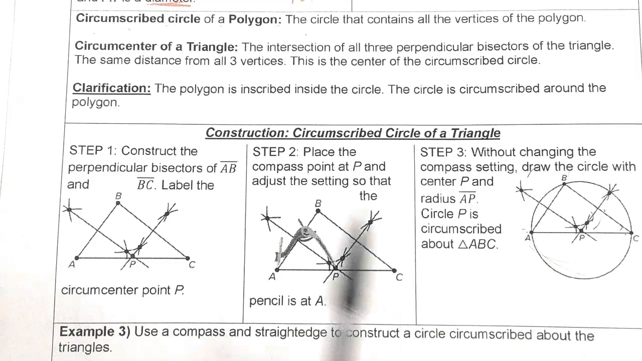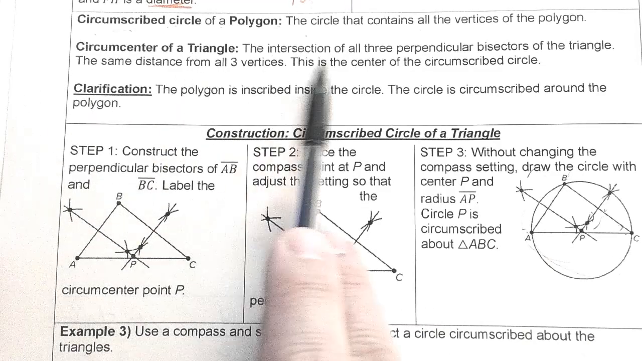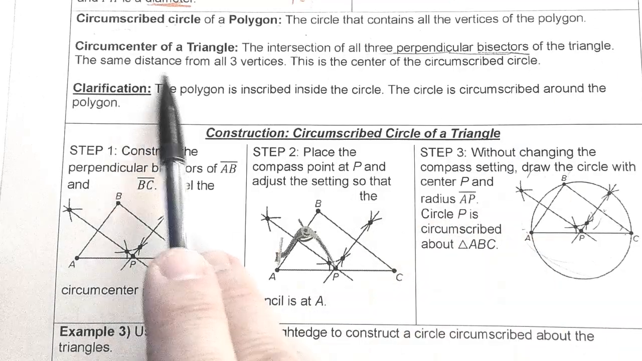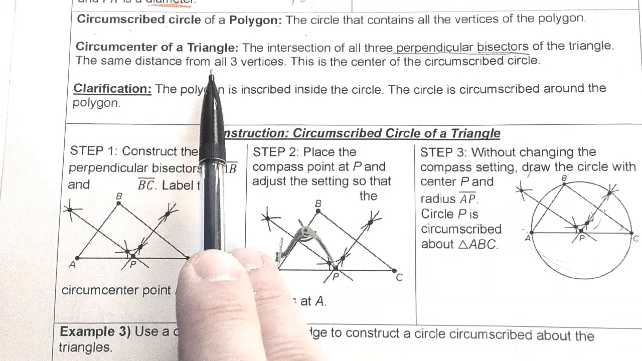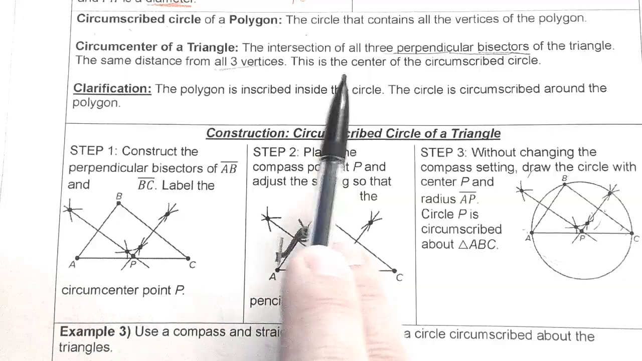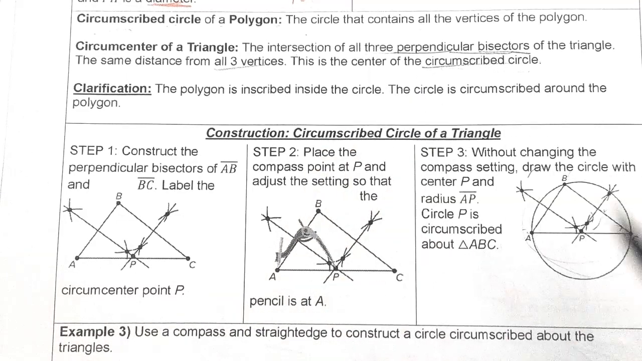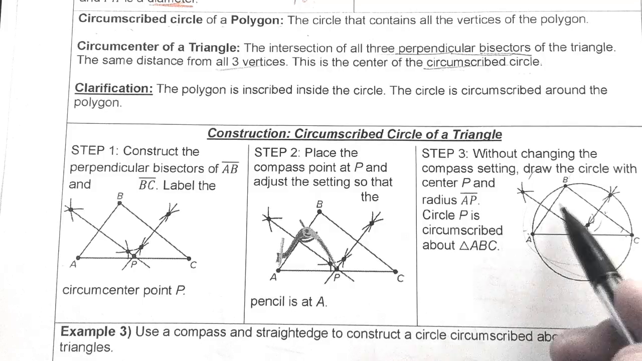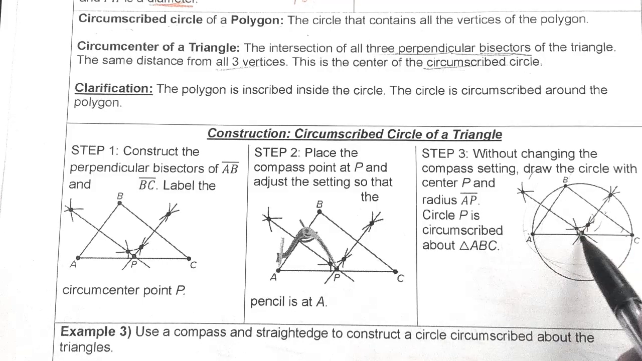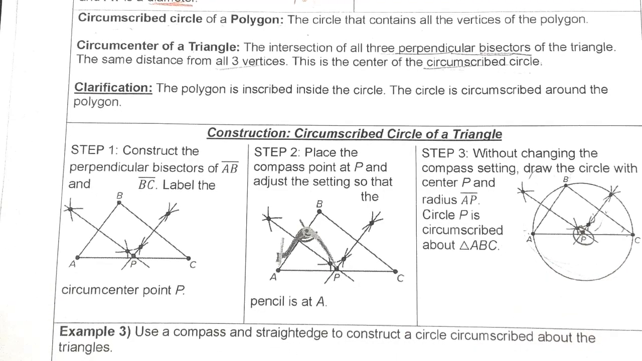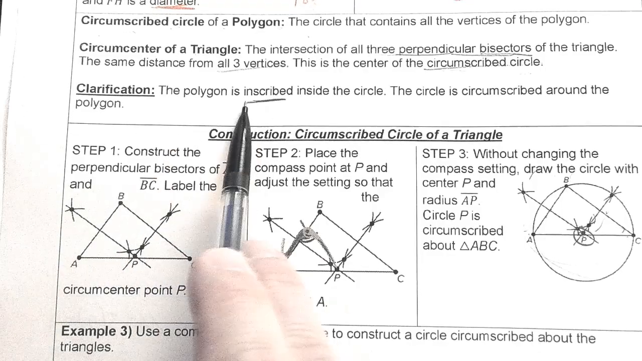angles touch. The circumcenter of a triangle is the intersection of all three perpendicular bisectors. The perpendicular bisectors are of all three sides. That's the center of the circumscribed circle. So when you make the perpendicular bisector for two of these sides, because if you have two, you have all three, then P becomes the point which is going to be the center of the circle.